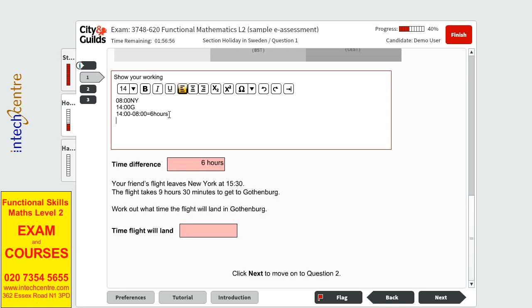We can continue with our calculation here. So in New York, the time is 15:30. It takes 9 hours to get to Gothenburg. First, we have to find out what time it would be in Gothenburg when the flight leaves from New York. So New York time is 3:30. What would the time be in Gothenburg when the flight should take off?